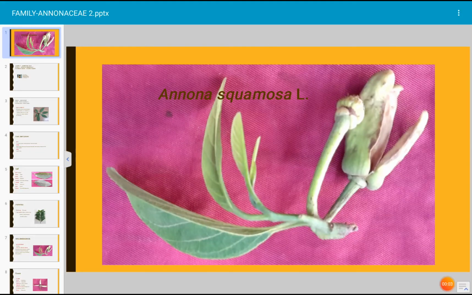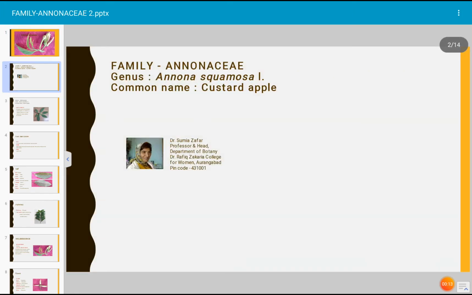Today's topic for discussion is Annona squamosa. It is a very common fruit plant and a member of the family Annonaceae. The botanical name is Annona squamosa. The common name of this plant is custard apple.